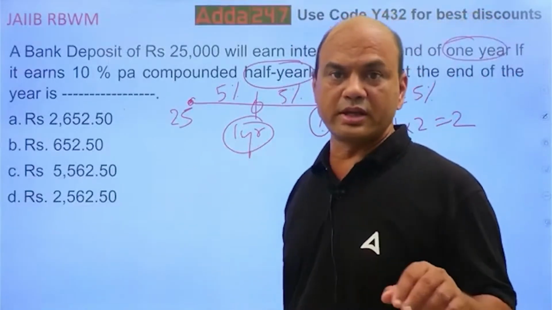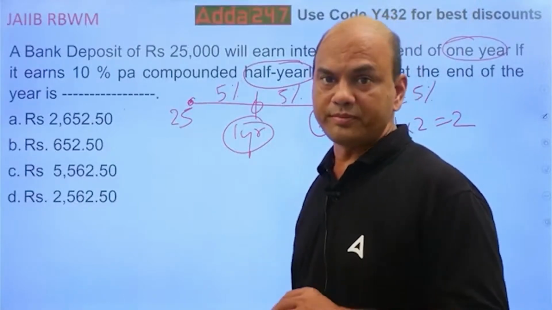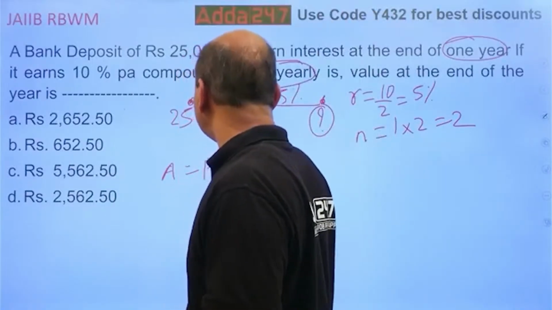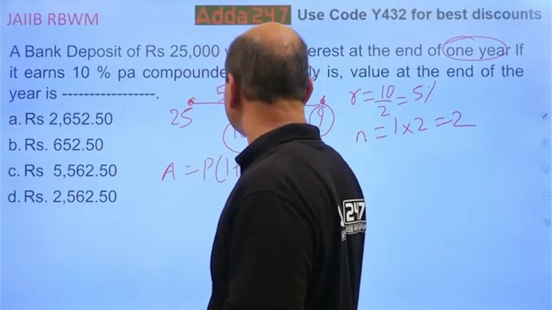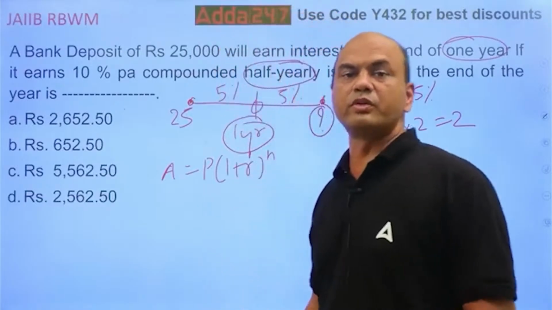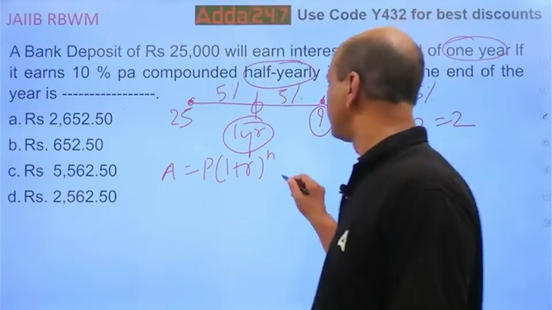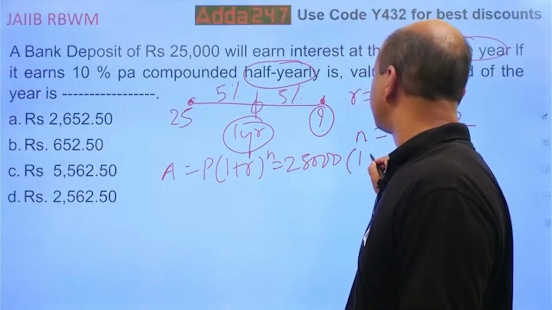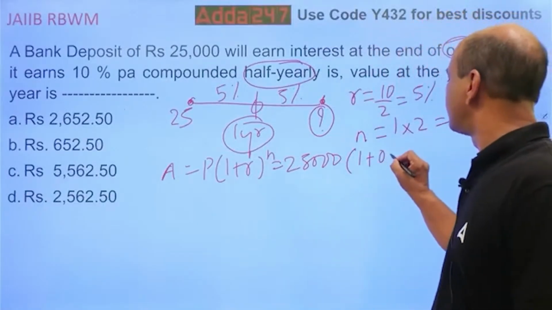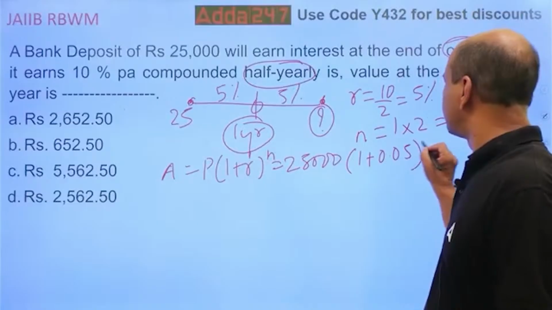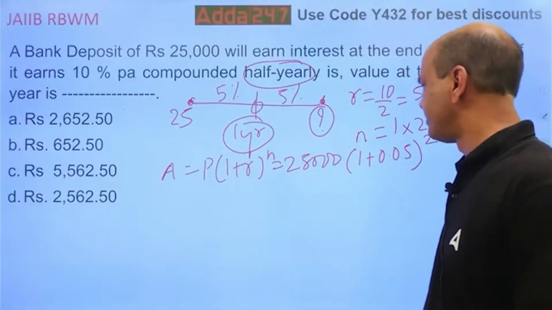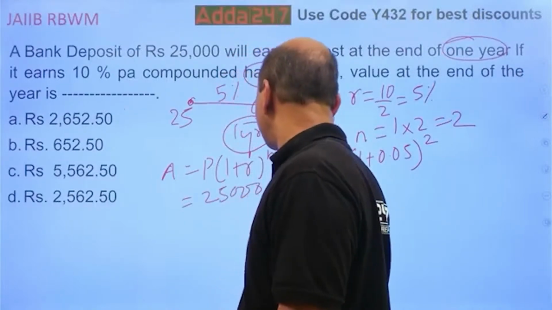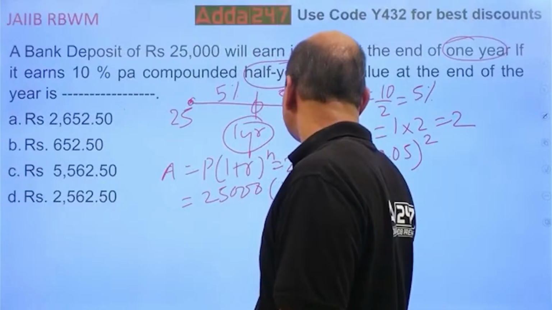You will get it using the amount formula for compound interest. A equals P into 1 plus R raised to n. What is P? 25,000. 25,000 into 1 plus, what is the new R? 0.05 raised to n. What is n? 2. Solve this. So 25,000 into 1.05 raised to 2.